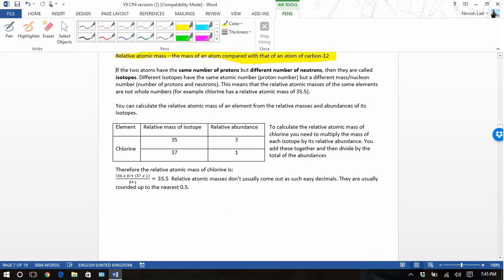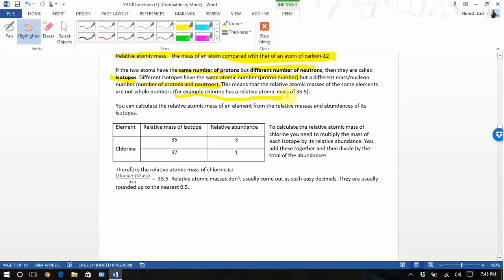If you have 2 atoms of the same number of protons but a different number of neutrons, they're called isotopes. So isotopes have the same number of protons but a different number of neutrons. All these highlighted bits are key. Different isotopes have the same atomic number, the same number of protons, but different mass number, number of protons and neutrons. This means the relative atomic mass of some elements are not whole numbers.